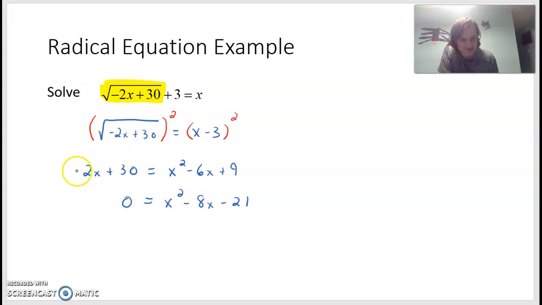When I squared the square root, hopefully you caught it, but it should have been negative 2x plus 30. So that's going to change things when I bring the 2x over. It'll be adding 2x, so it looks like I'll have a negative 4x. So, bringing the quadratic all to one side, I'll have 0 equals x squared minus 4x minus 21. Okay, I can see that's going to be a little bit better because I can go through my factoring a quadratic technique, and I will get x minus 7 times x plus 3, which is two equations.